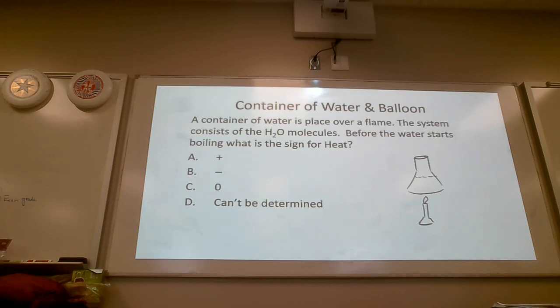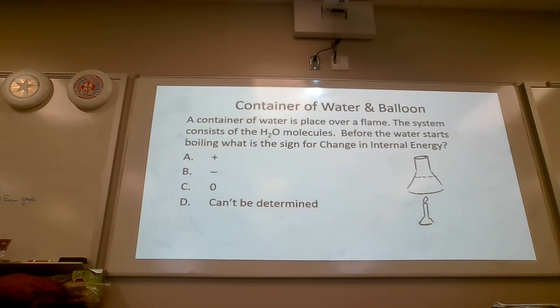Tell your neighbor. Okay, correct answer is A. What's hotter, the system or the environment? The environment is hotter than our water molecules. So we're adding heat to the system. Same scenario, what happens with the change in internal energy?